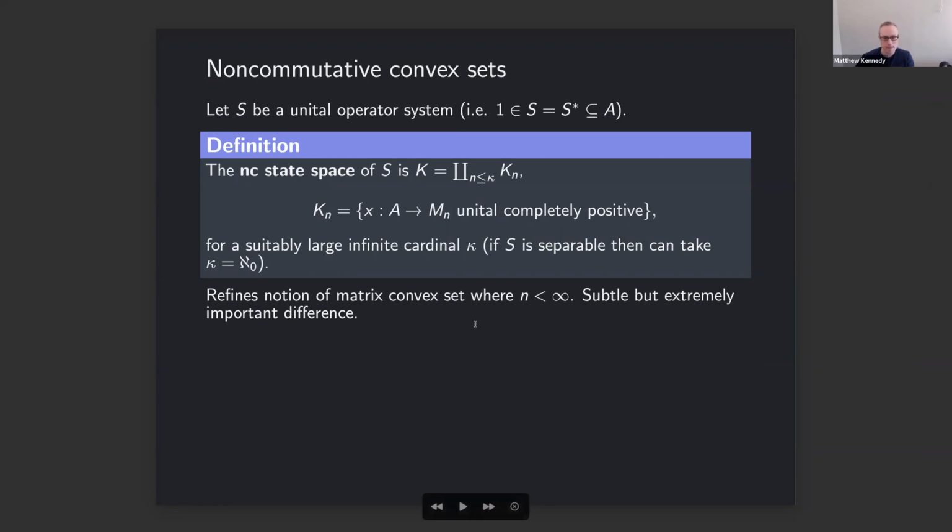Yeah, thank you. So this refines the notion of a matrix convex set, which I mentioned earlier, because the matrix state space of an operator system is what we get if we take n finite. So we take n over the natural numbers. This seems to be a very minor point, but it actually turns out to be extremely important, because none of the things I'm going to be talking about today actually work if you don't allow, in general, these points at infinity.